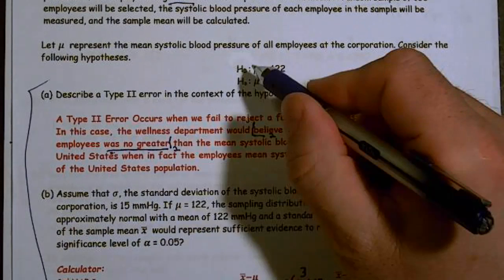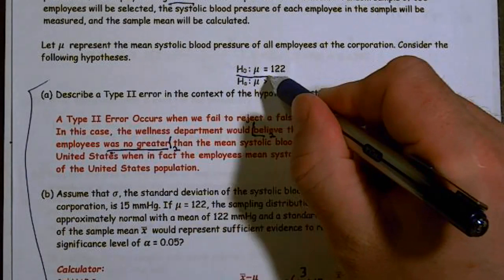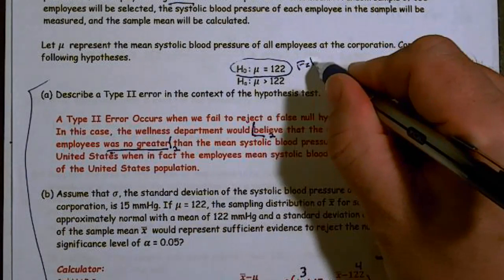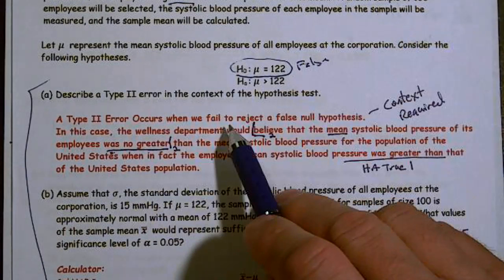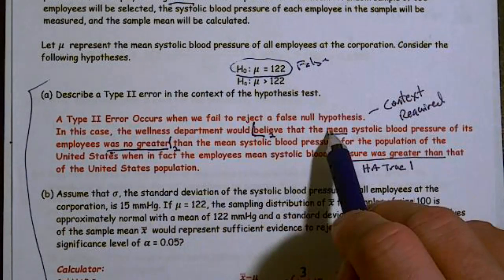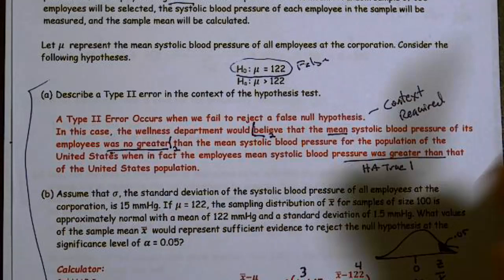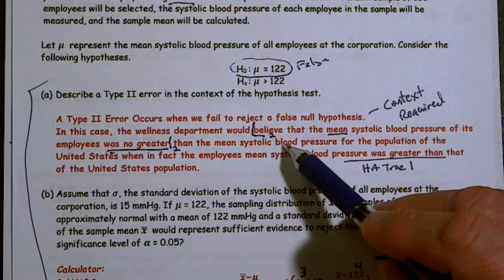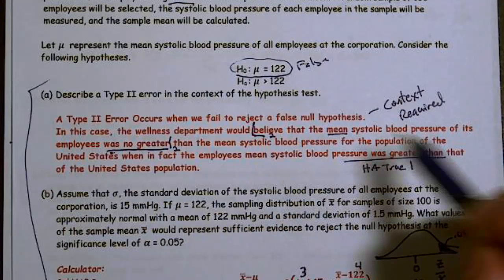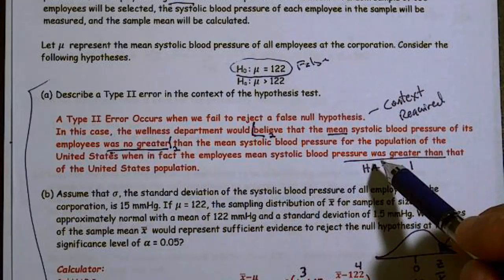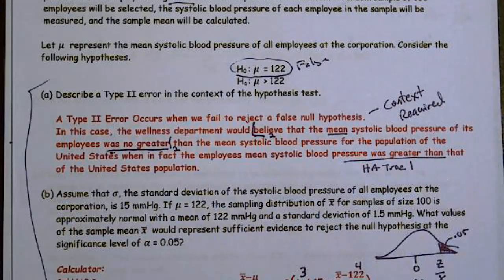So a type 2 error says that we are believing the null, but it's false. A type 2 error occurs when we fail to reject a false null hypothesis. In this case, the wellness department would believe that the mean systolic blood pressure of its employees was no greater than the mean systolic blood pressure of the population, when in fact the employees' mean systolic pressure was greater than that of the US population.